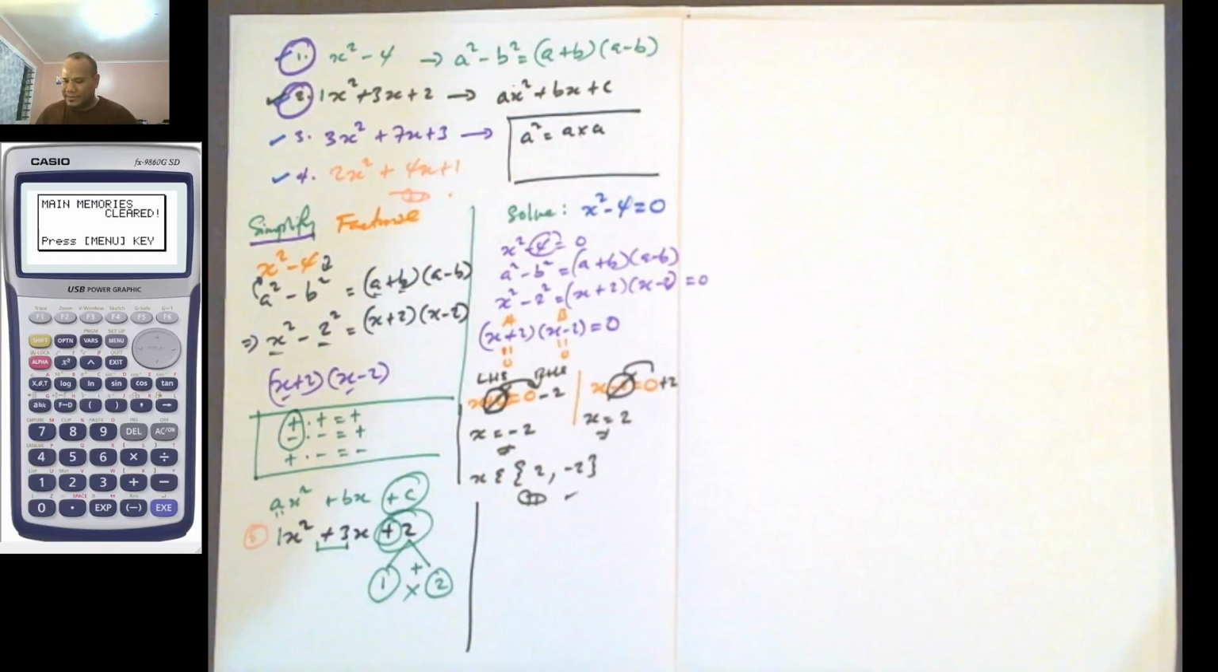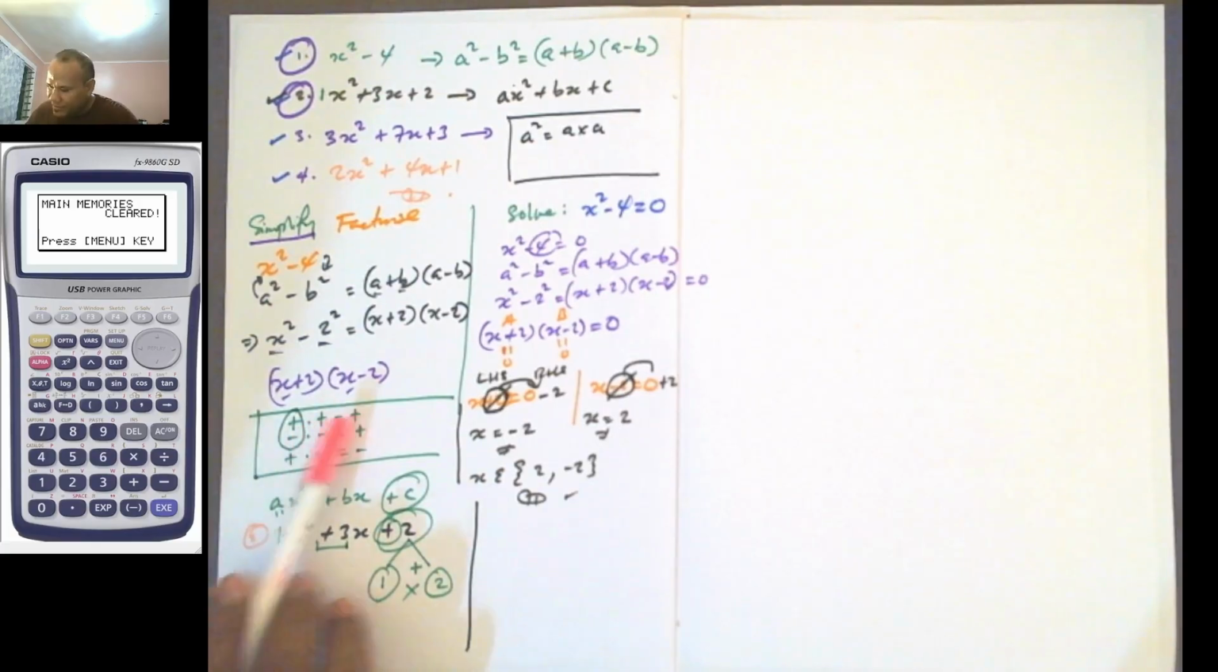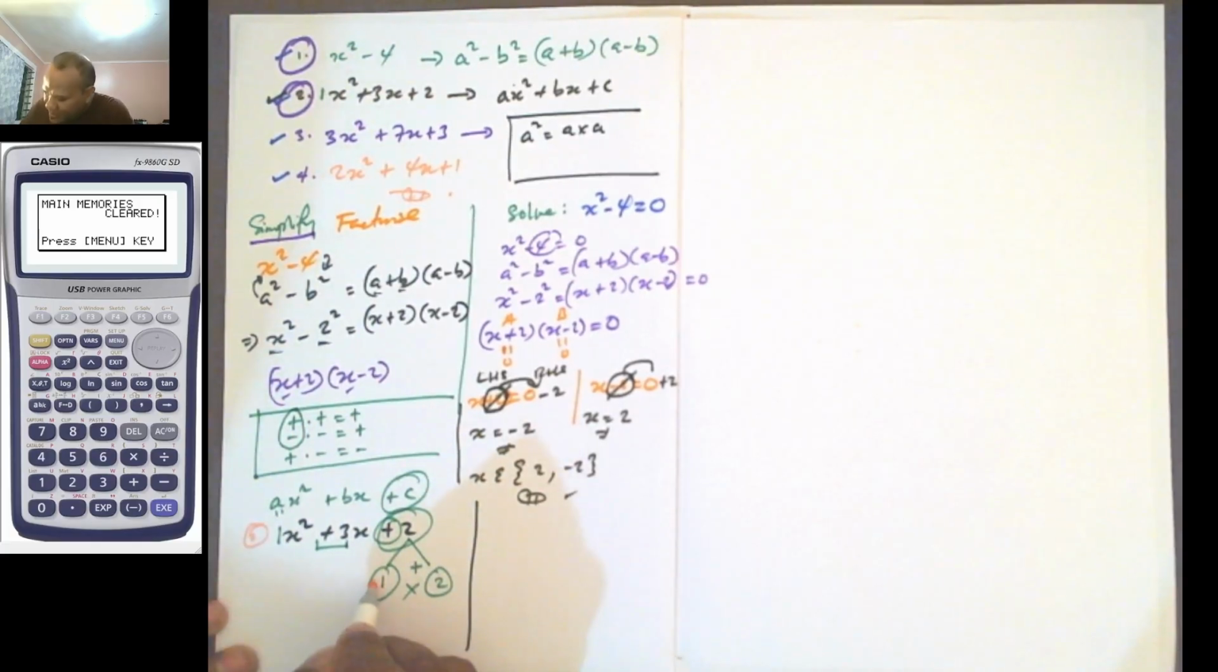Now let's look at the sign. Now this is positive. I know that positive times a positive will give me a positive. 1 times 2 gives me 2. Now add them. Positive 1, so 1 plus 2 gives me 3. Is this 3? So if this is 3, then this is correct.